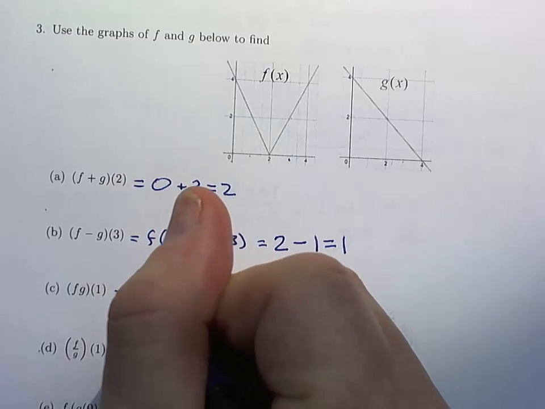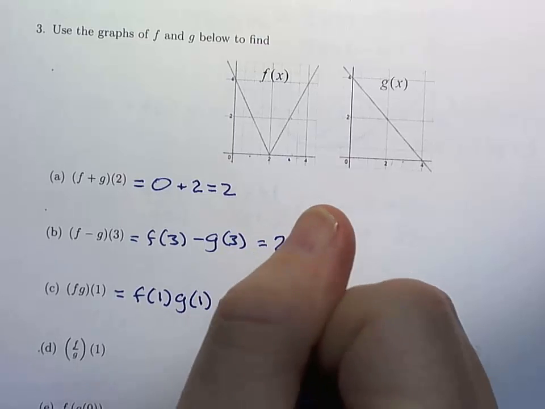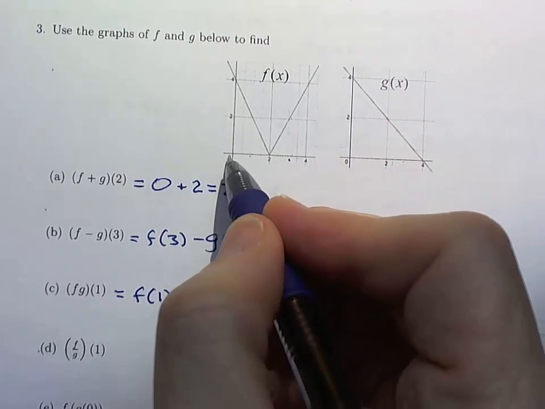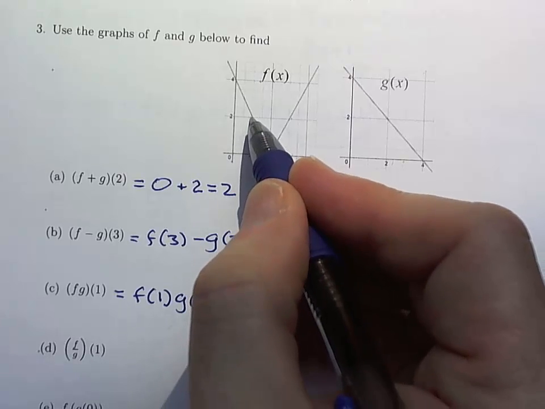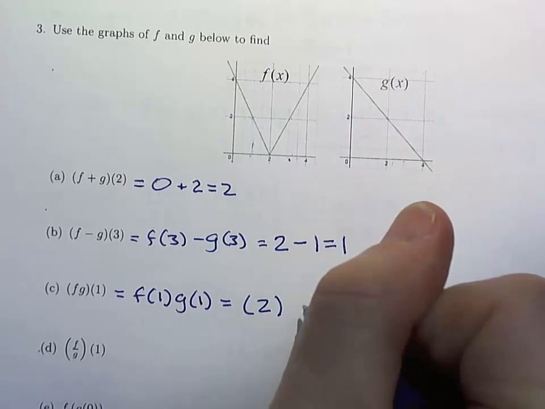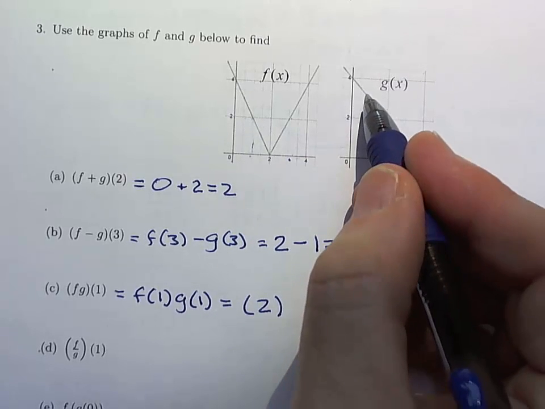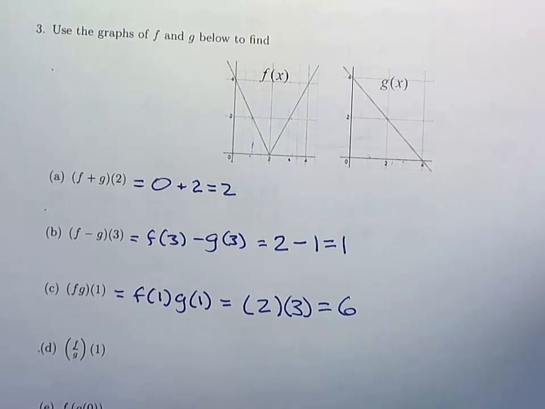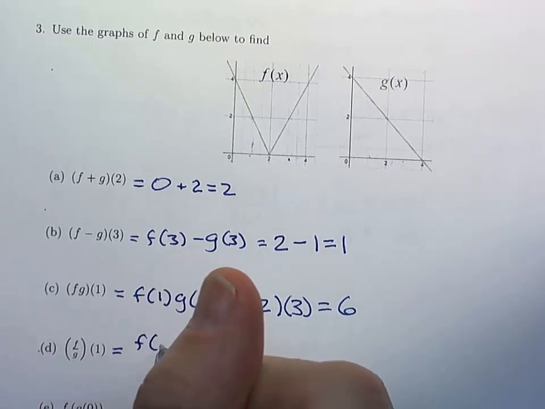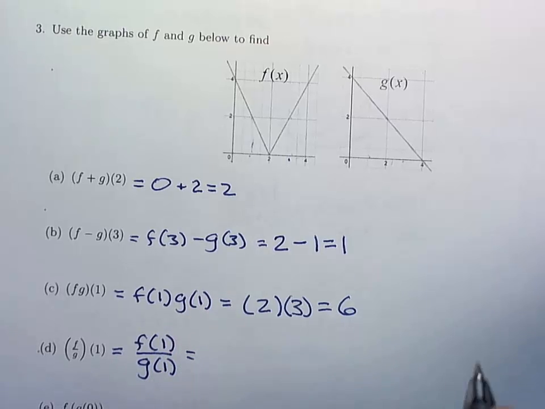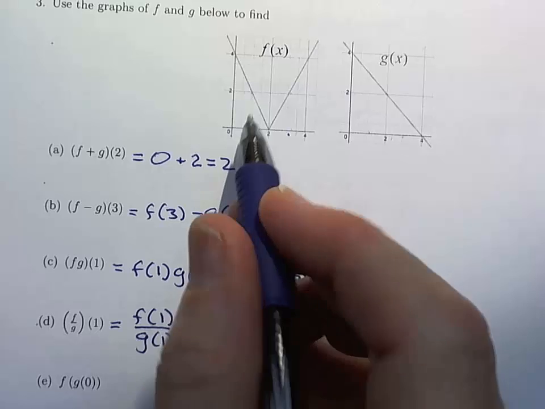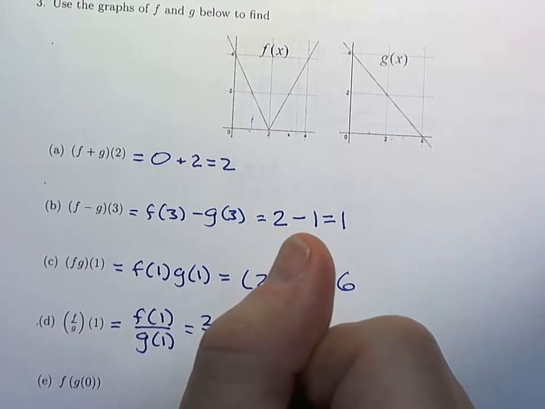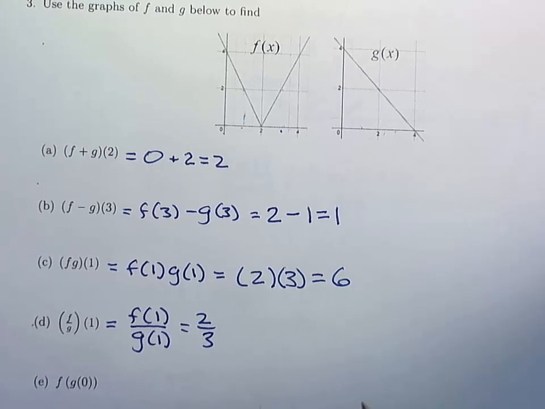Now, this one is f of 1 times g of 1. Okay, so let's see what f of 1 is. Well, f of 1 is 2. See, 2. And g of 1 looks like 3. So it would be 6. Okay, and then f of 1 over g of 1. Okay, so f of 1, remember, I guess that's 2, and then, yeah, 3. We just did that one, so 2/3. Okay, any questions about that?